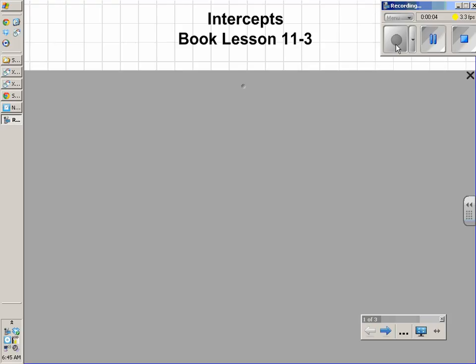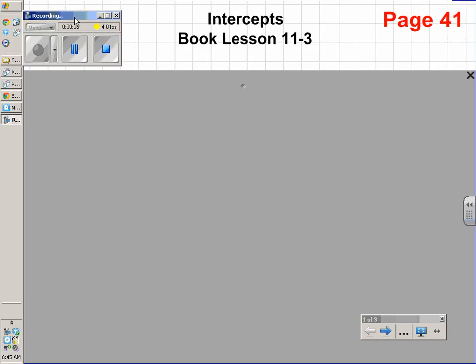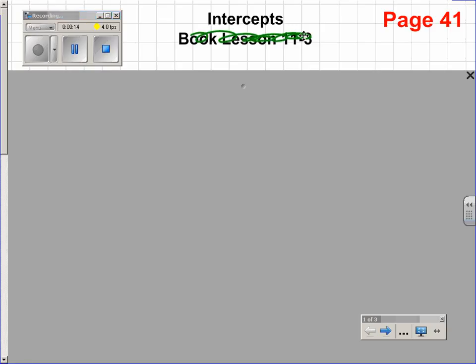Good afternoon, 8th graders. This is going to be our notes on intercepts. So go ahead and write that at the top. You actually don't have to worry about writing this because you guys don't have the same books. So the page number of the notes is 41. Put that in the bottom right. And today we're going to talk about intercepts.